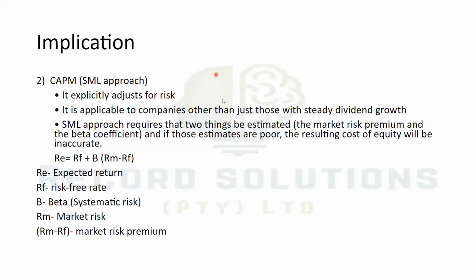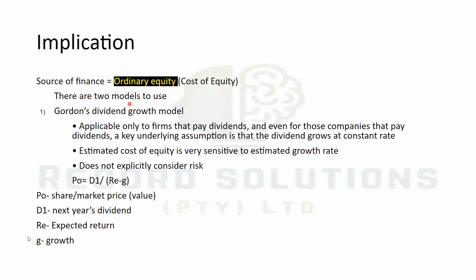Now we can continue. So number two, in your slides, it's called the SML approach. In your unit, they call it the SML approach. However, we know it more as the CAPM approach, the CAPM method. So what is CAPM? CAPM is another method, another formula, other than Gordon's dividend growth model, to calculate what? Still ordinary shares, ordinary equity, the cost of equity.